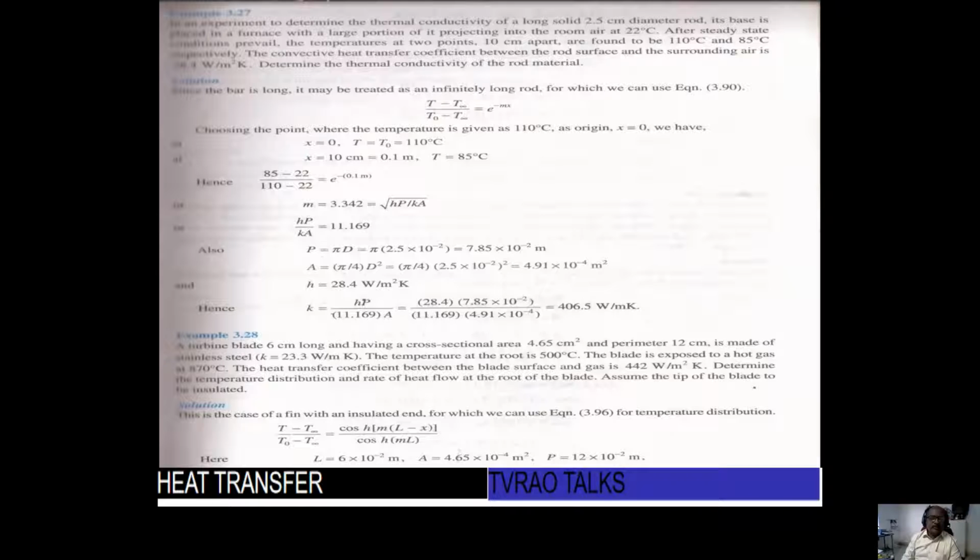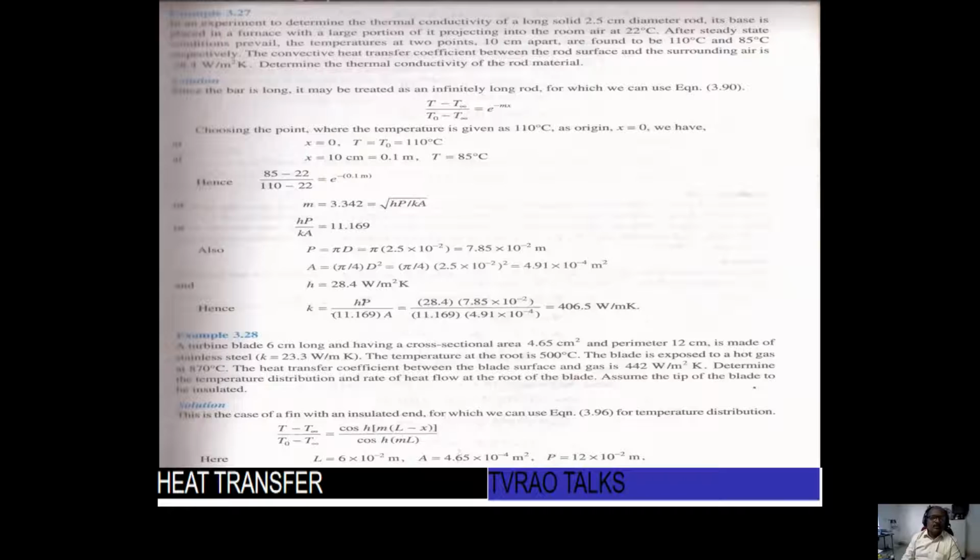M is nothing but square root of hP by kA. So therefore you can calculate what is hP by kA. H means convective heat transfer coefficient he has given, A means cross sectional area, and P means perimeter. So these values also he has given. So how to calculate perimeter? Perimeter is nothing but pi d. So diameter is given, we can calculate. Cross sectional area is also pi by 4 d square. So d value is given, we can calculate area. And H value is given. So if you substitute in this equation, you can calculate what is K value. K is nothing but thermal conductivity.